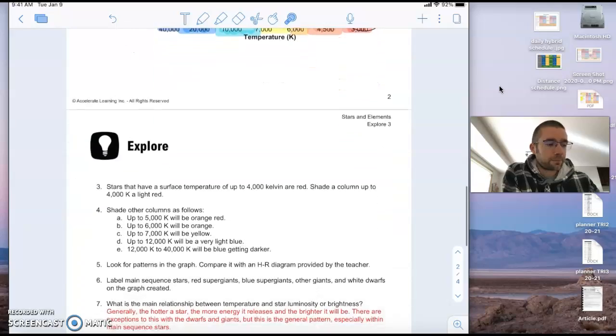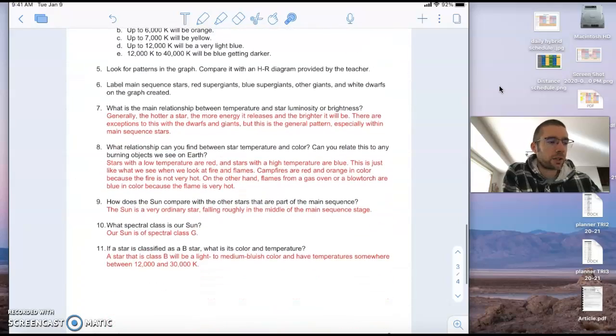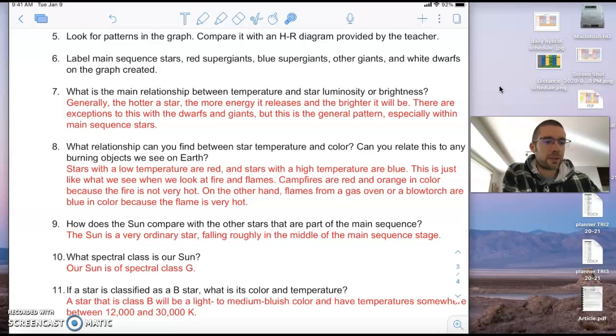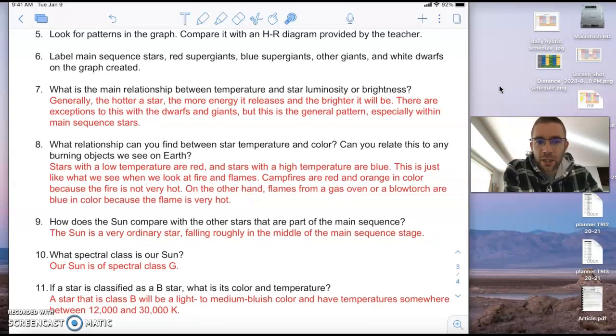All right. Looking at some of these questions, we'll start out with question number 7, which is: what is the main relationship between the temperature and star luminosity, or that energy brightness?